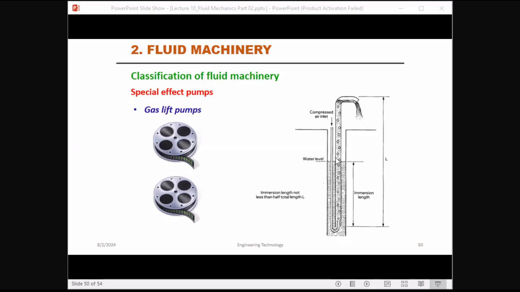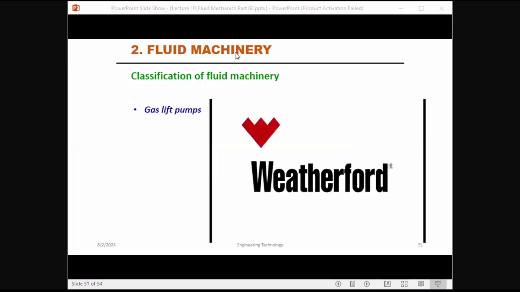Then these types of pumps are widely used in the oil field industry, to lift crude oil. Okay, crude oil. Basically the oil industry. Using this video you can identify them.